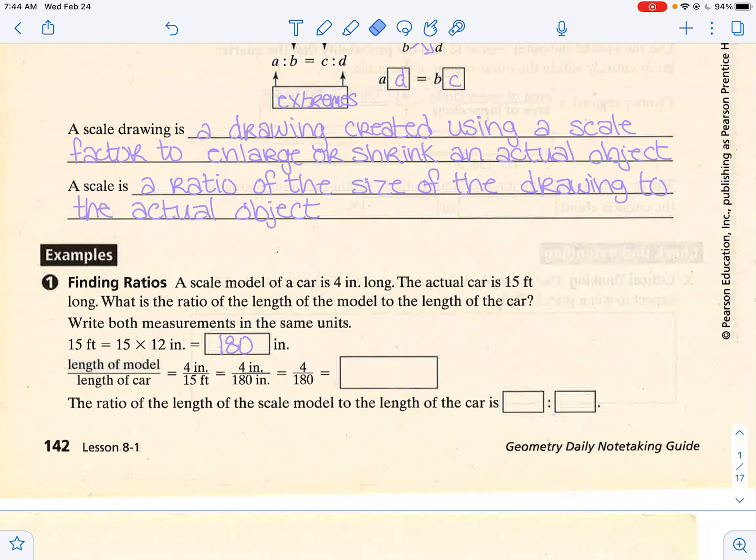So then the length of the model is 4 over the length of the car. So we had 4 over 15 in feet, but we wanted that in inches, so 4 over 180. And if we reduce that, that would be 1 over 45. So the ratio of the length of the model to the actual car is 1 to 45.